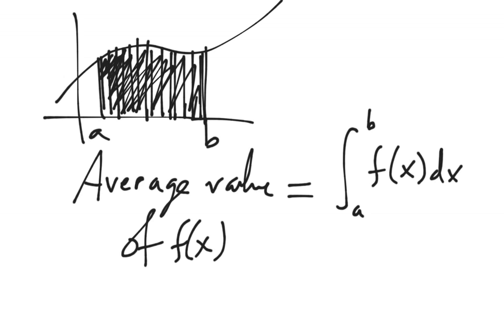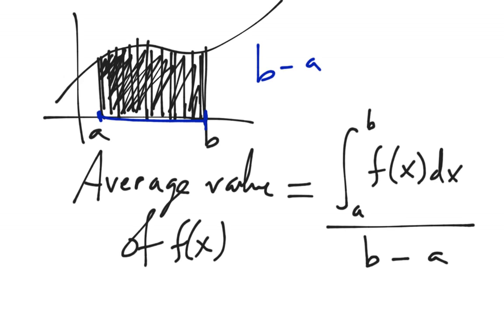Well, in this case, it's kind of weird to think about the number of numbers between a and b. But the number of numbers between a and b is very simple. It's b minus a. That's how many there are. It's the difference. So the average value of the function f is simply the integral from a to b of f of x dx divided by b minus a.